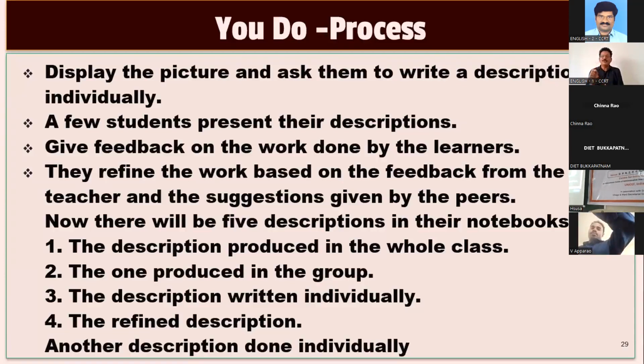then the teacher has to give feedback on the work done by the learners. They refine the work based on the feedback given by the teacher and the suggestions given by their group members. And by the end of this, you will have almost four to five descriptions, because the first description is produced in the whole class, the second one in groups, the third one they have written individually, and the fourth one is a refined version. And sometimes the fifth one should be the teacher's version. Okay. So this is how we have to do the entire process.